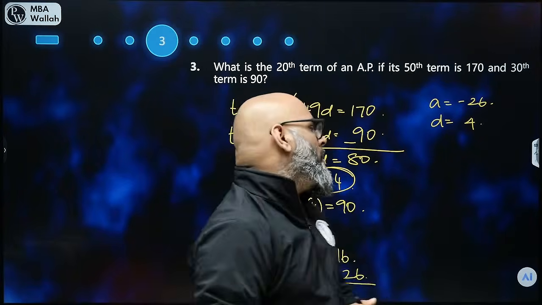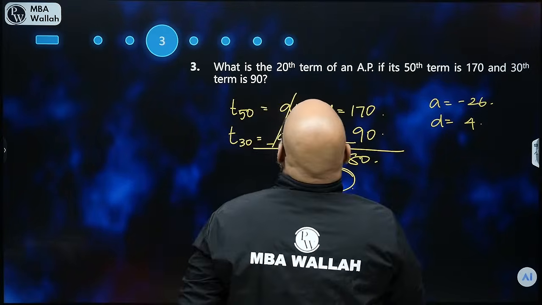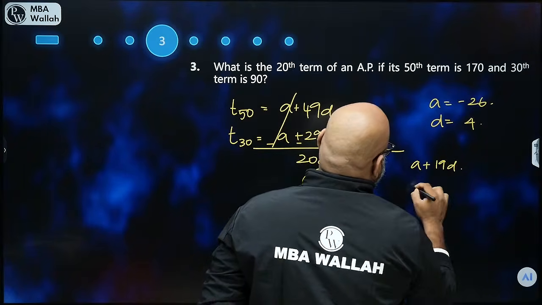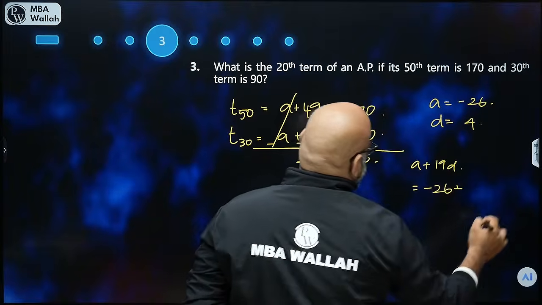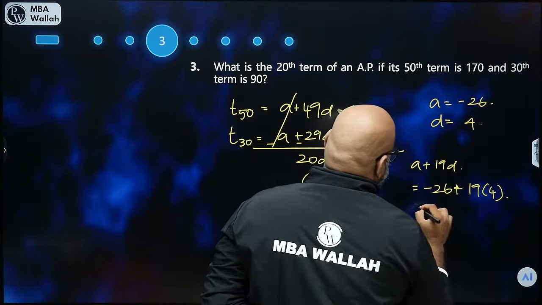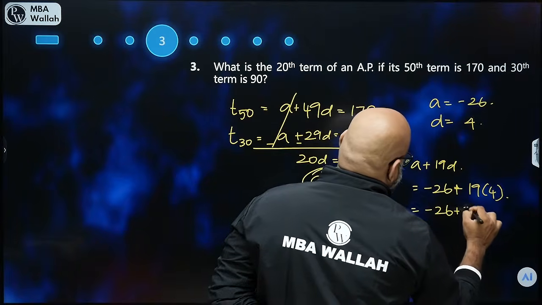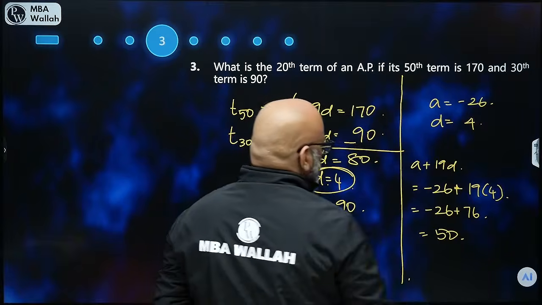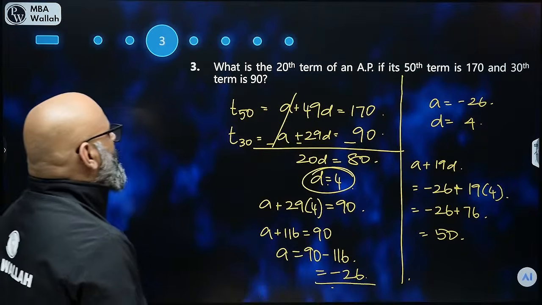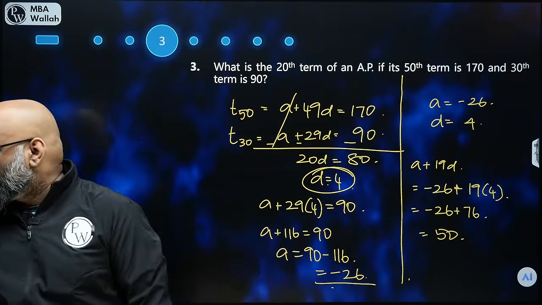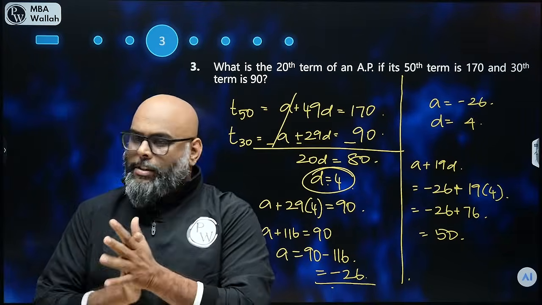Keep that in mind. So I need 20th term, which is A plus 19D, minus 26 plus 19 into 4, minus 26 plus 76, 50. Clear? Any doubts? Any questions?